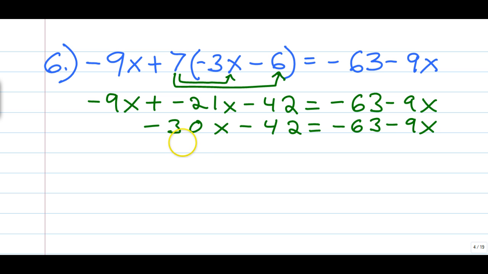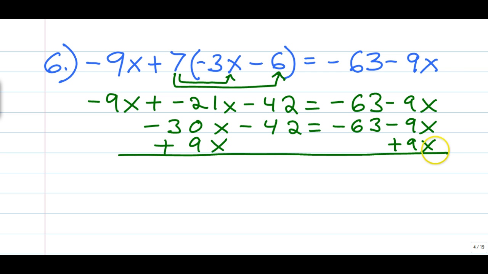Next, let's move on by moving our 9x, or negative 9x, to the left side. We use its additive inverse, which is a plus 9x. We add this to both sides of the equation. This in turn gives us a negative 21x minus 42 equals negative 63 plus 0.